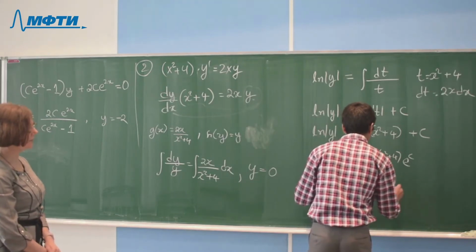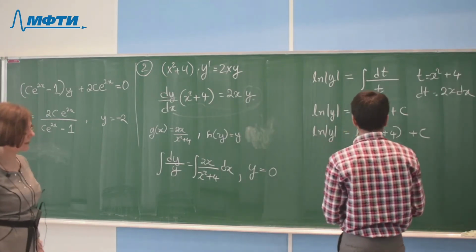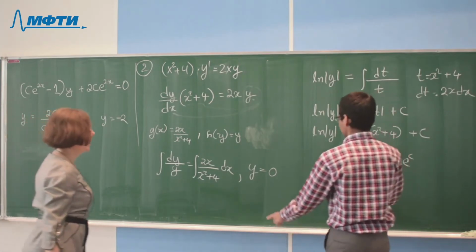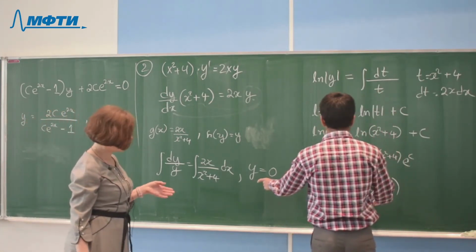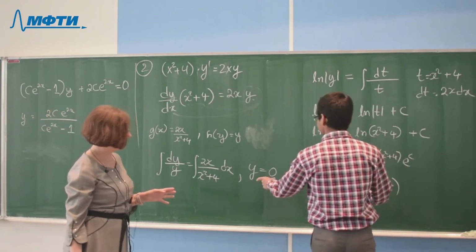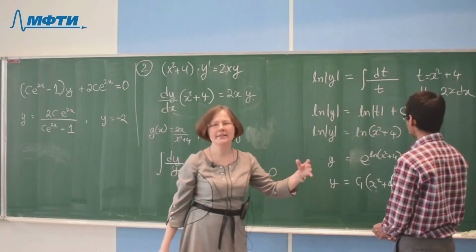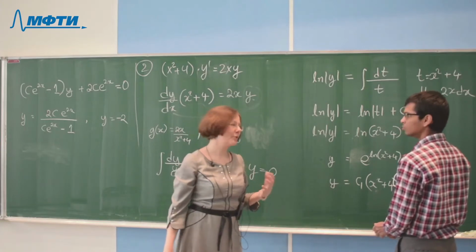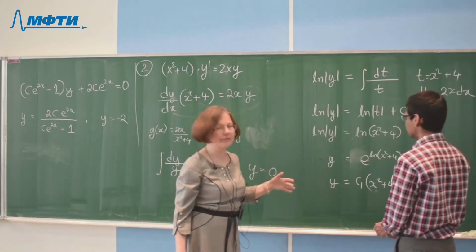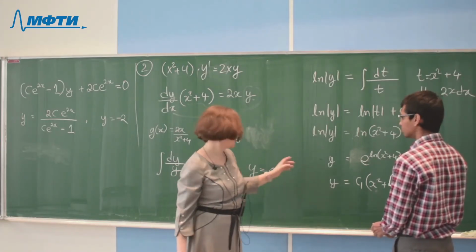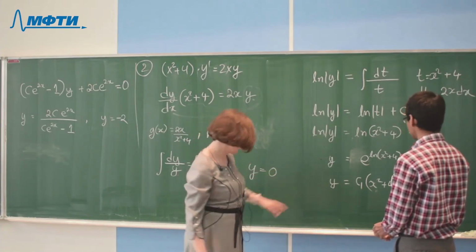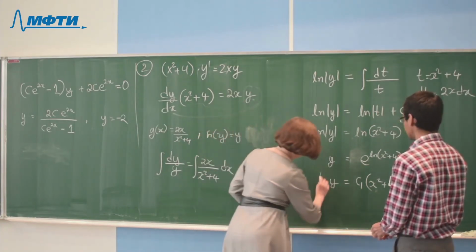C1 multiplied by x squared plus 4, correct. Okay, and then it's included, right? Right, it is included, of course. If C1 is an arbitrary value which can take positive, negative values and 0, then y equals 0 is included here. So this is a final answer.